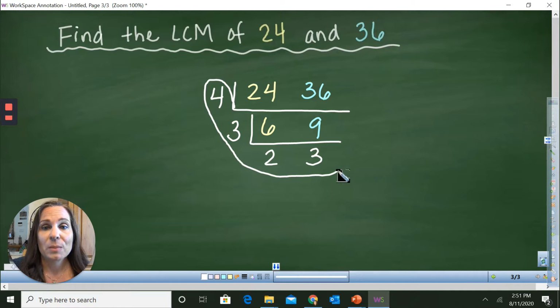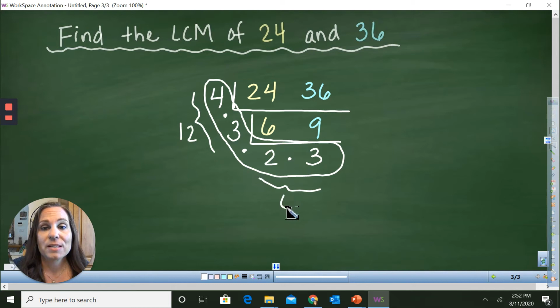So I take those numbers on the side and the numbers on the bottom, and I multiply them all together. 4 times 3 is 12, and 2 times 3 is 6, and 12 times 6 is 72. So that's my LCM.